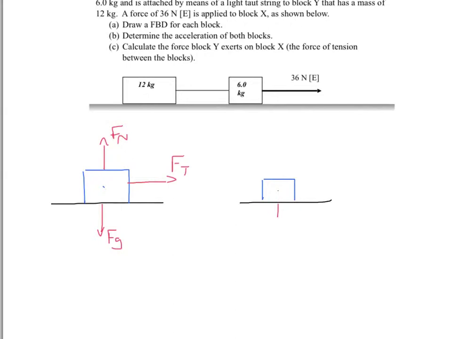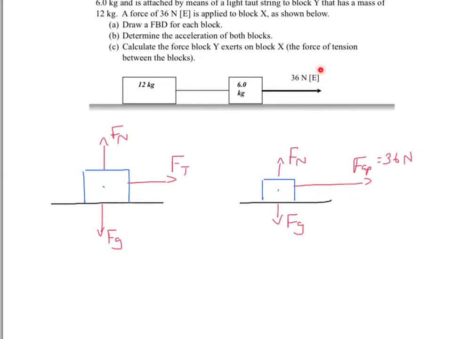Once again, I do have a force of gravity acting straight down. Once again, I do have a normal force acting straight up. Now, if you take a look at the 6 kilogram block, there is an applied force acting on that block. I'm going to label this as my applied force. And that applied force is actually 36 newtons to the right. Oh, sorry, not to the right, to the east, I should say. So there's a 36 Newton force acting towards the east.